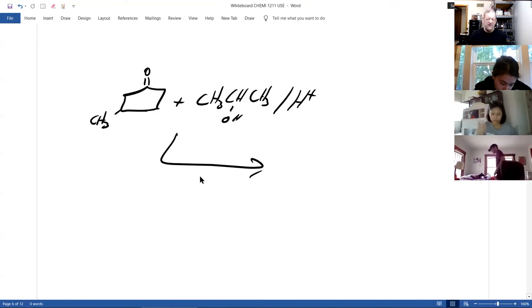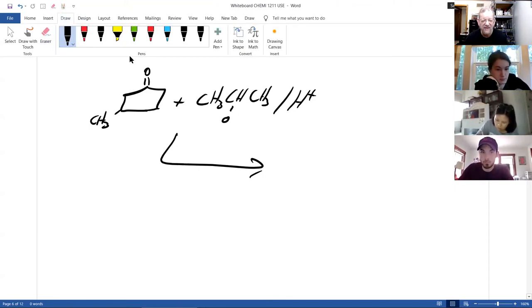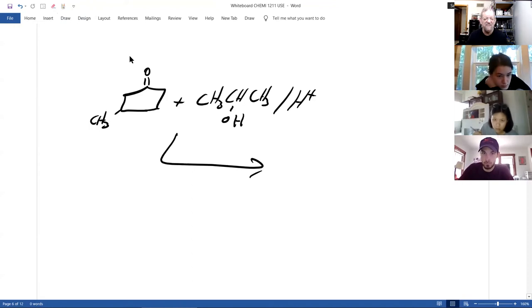And here's one for you to try. Give the organic product or products for the following reaction, 3 points each. Let's see if I can draw a better hydrogen. I can.